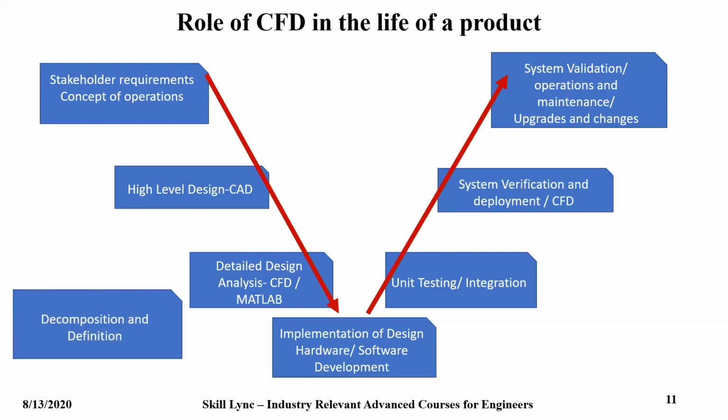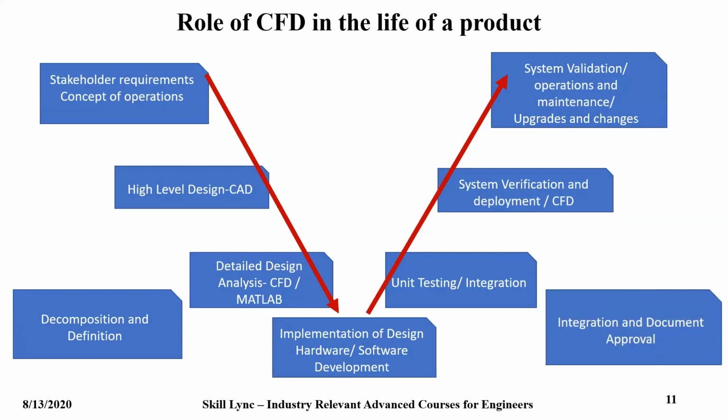So the left-hand side of the chart of the V-shaped diagram is called the decomposition and definition. This is where a concept or a requirement is developed. It is developed into design, high-level design, then a detailed design, and it is defined completely. And the right-hand side is when you have a document approval. It is developed, it is implemented in a factory, it is integrated into the entire aircraft, and then certification processes go on, and then the document is approved. So this is how CFD plays into the life of an aircraft, of any product. There is a V-shaped diagram.